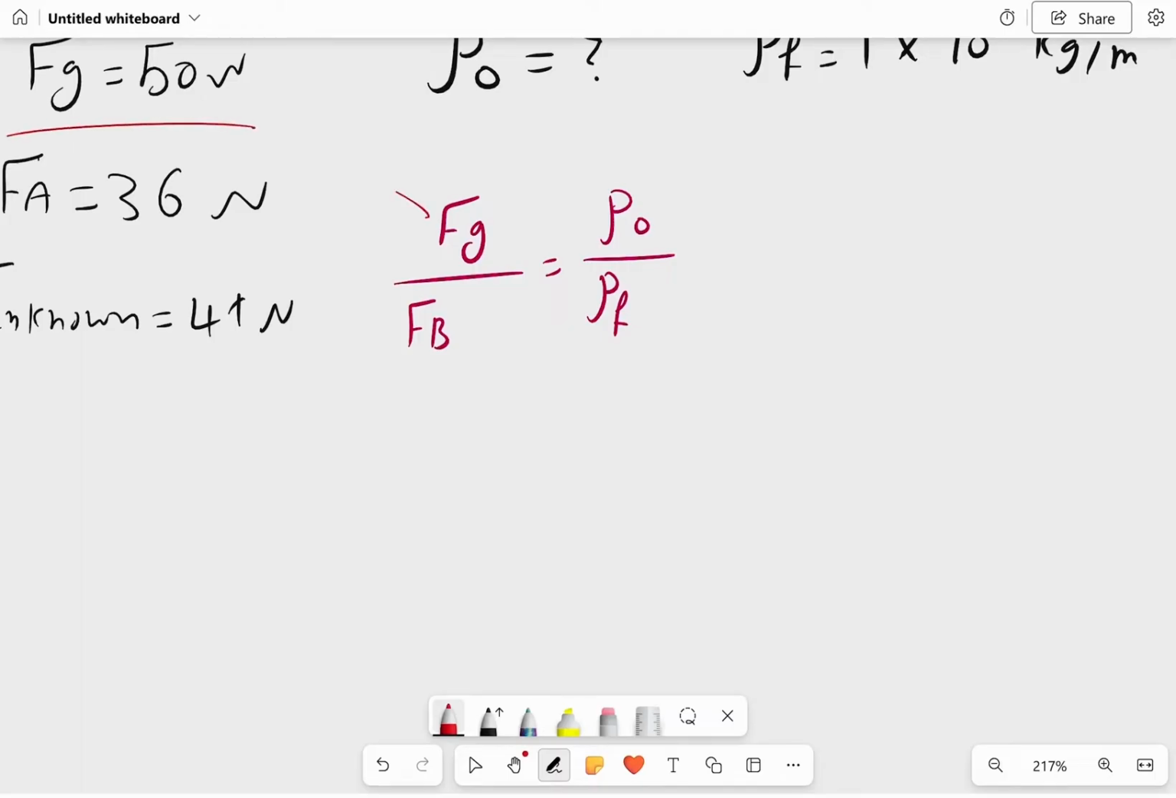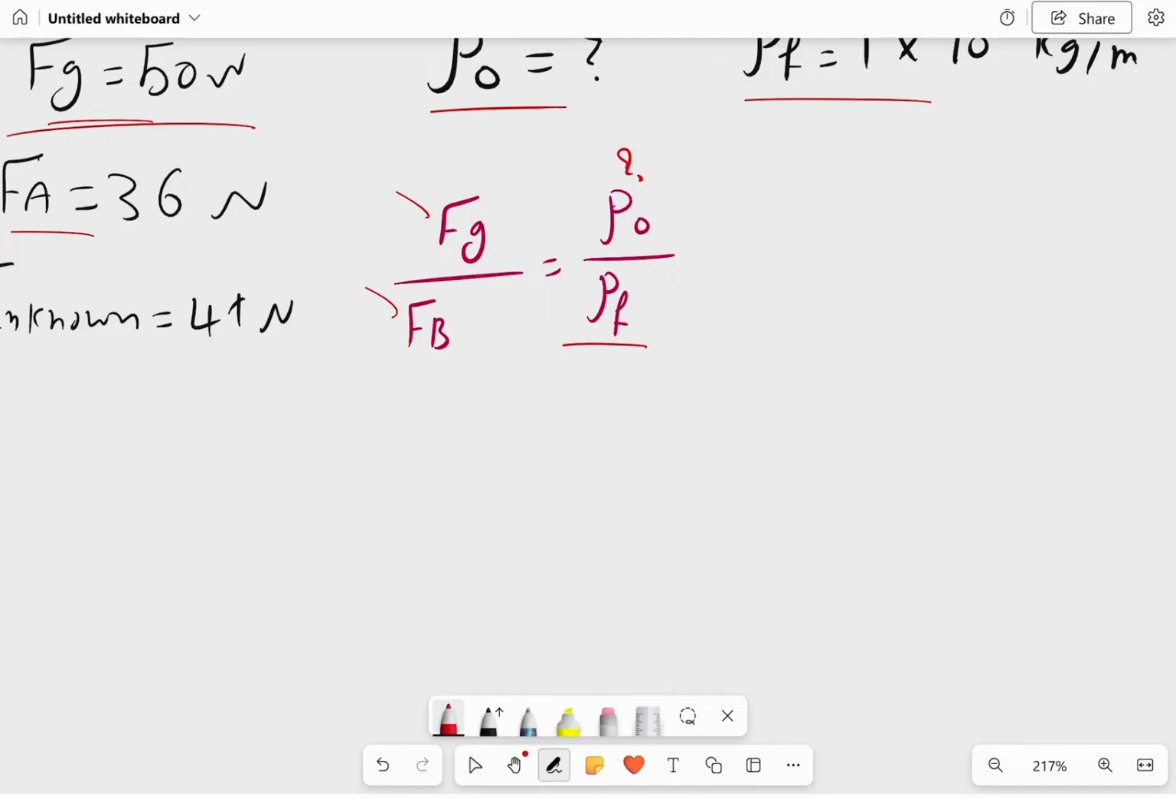Do I have Fg? Yes, I have Fg, which is equal to 50 Newton. Do I have Fb? No, I don't have Fb. But using Fg and Fa, I can find Fb too. Do I have the density of the object? No, it's in the question: it says find the density of the object. What about the fluid? Yes, I have the density of the fluid, which is equal to 1 times 10 to the power of 3.